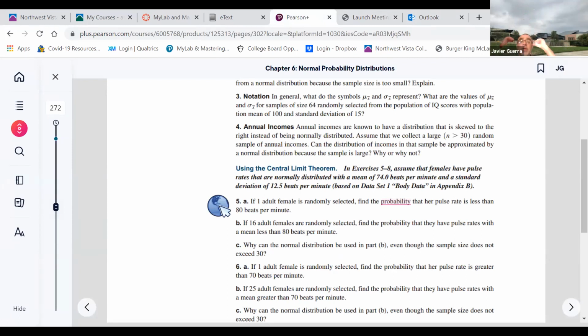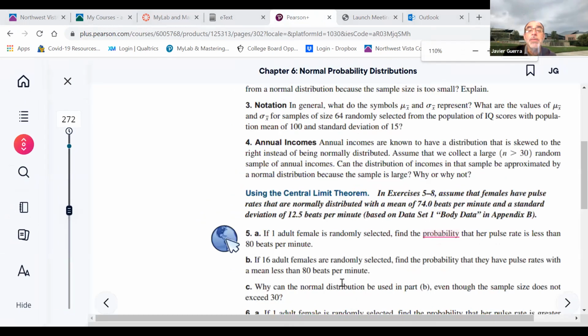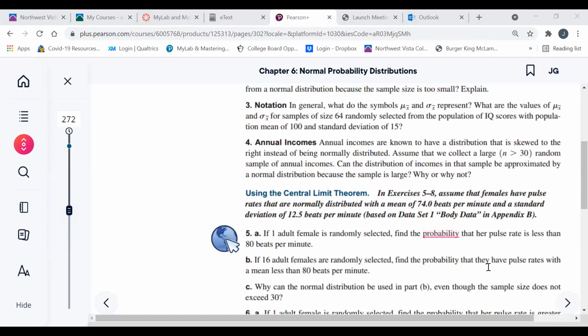Okay. Page 272, number 5. Zoom it in. All right. Okay, here we go. Number 5. In exercises 5 through 8, assume that the females have pulse rates that are normally distributed with a mean of 74.0 beats per minute and a standard deviation of 12.5 beats per minute.